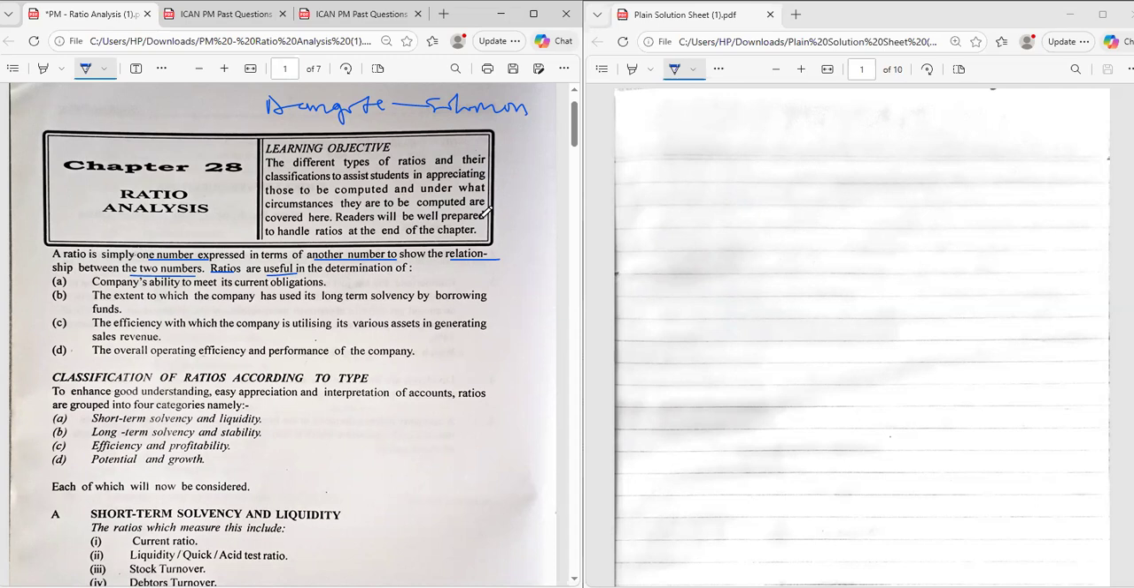So a ratio is an index, okay? It's an index that is used to measure the relationship between two values. And many financial analysts and professionals use those things to communicate during speeches or discussions. So now let's look at the usefulness of ratios. Number one, the company's ability to meet its current obligations. Ratios are useful in assessing the company's ability to meet its current obligations. So we can use ratios to determine whether a company can meet its current debt. That's when you'll be looking at the current ratio, isn't it?